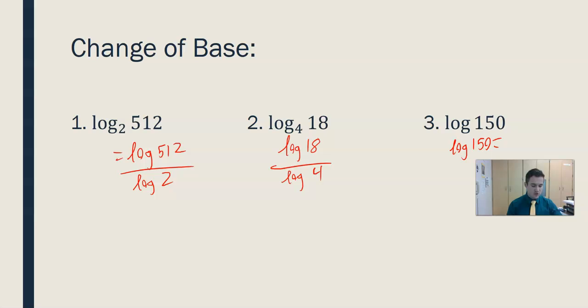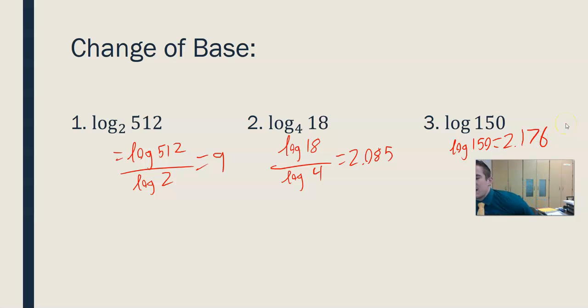Log of 512 divided by log of 2, that is equal to 9. Log of 18 divided by log of 4, that's equal to 2.085. And log of 150 is 2.176. You can check those in your calculator and confirm that for yourself.